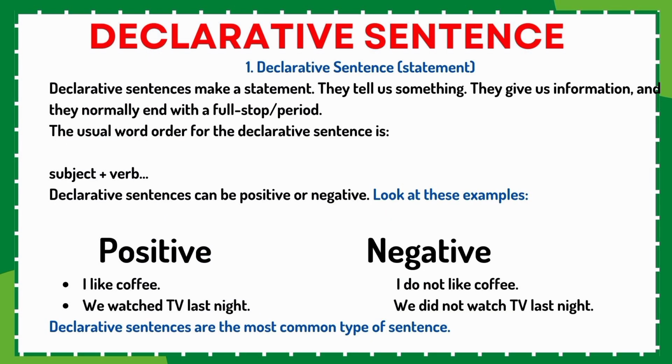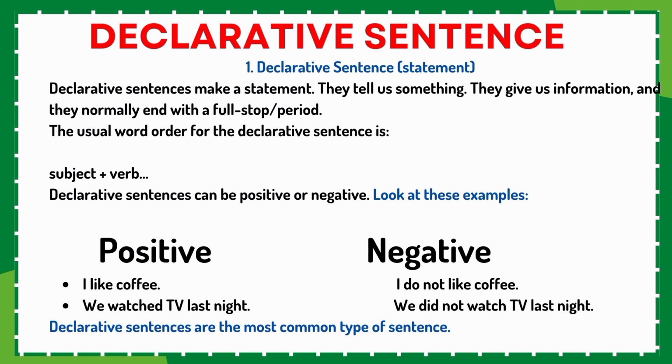Declarative sentence. Declarative sentences make a statement. They tell us something. They give us information. And they normally end with a full stop or period. The usual word order for the declarative sentence is subject plus verb. Declarative sentences can be positive or negative.